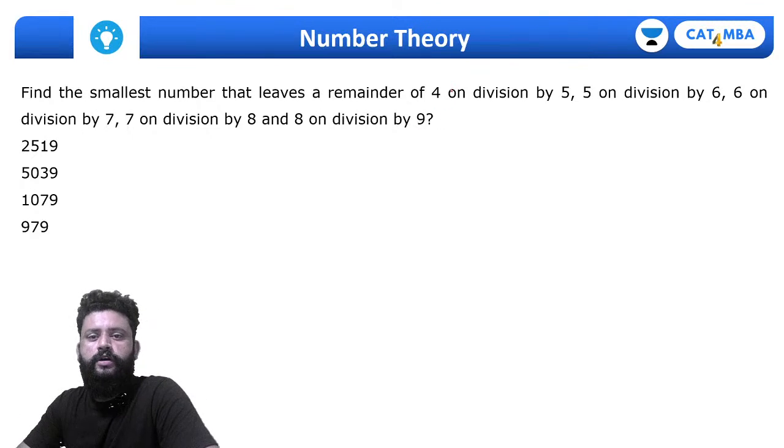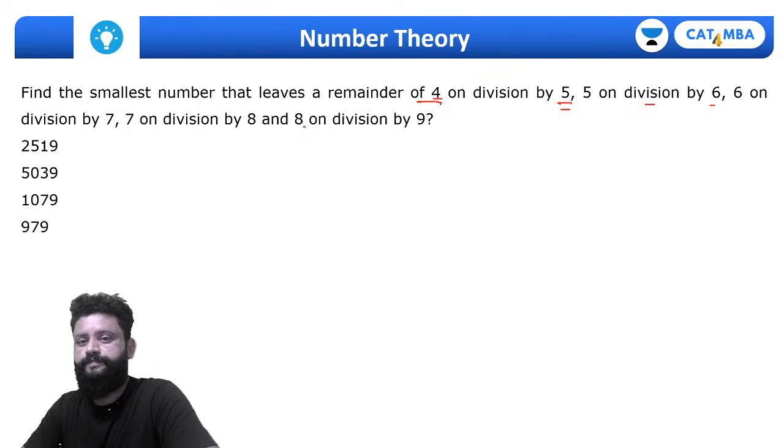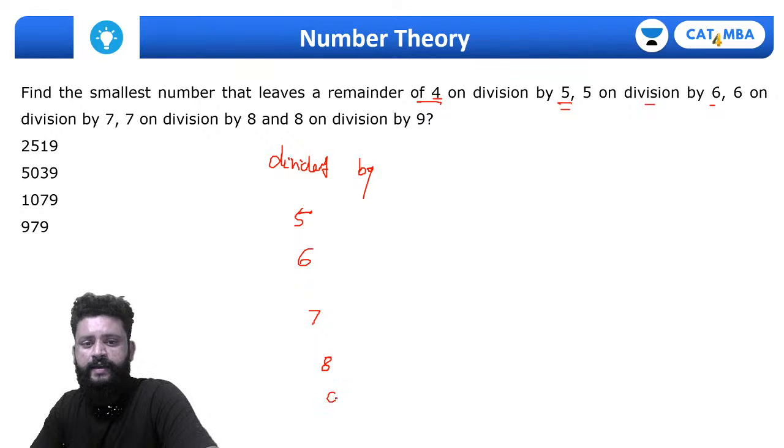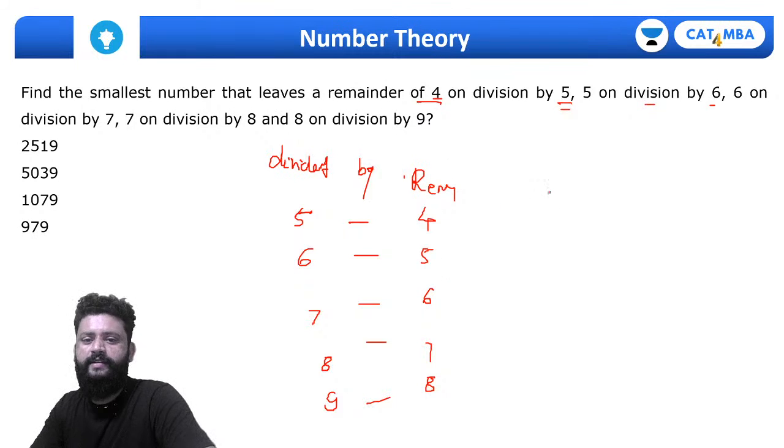Typical LCM HCF question. Remainder हमें 4 चाहिए when divided by 5. Remainder हमें 5 चाहिए on division by 6. Remainder 6 चाहिए on division by 7. So when divided by 5, 6, 7, 8 and 9, remainder must be 4, 5, 6, 7 and 8. Hopefully किसी को शॉर्टकट याद आ गया होगा. Answer for this question is always, look at this difference. This difference is 1. Divisor और remainder का difference यहाँ पे 1 है.